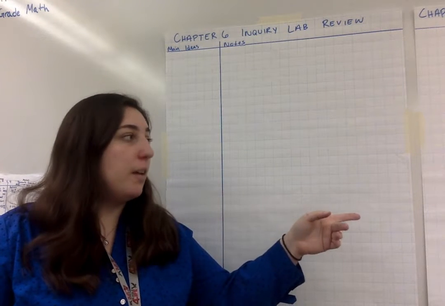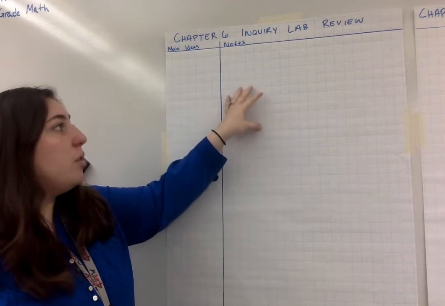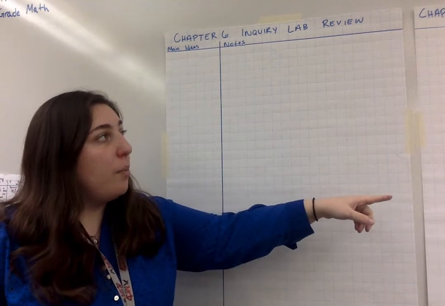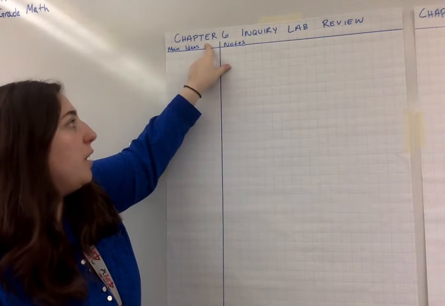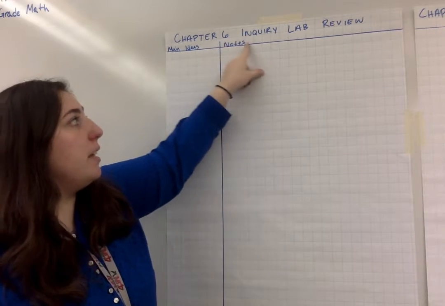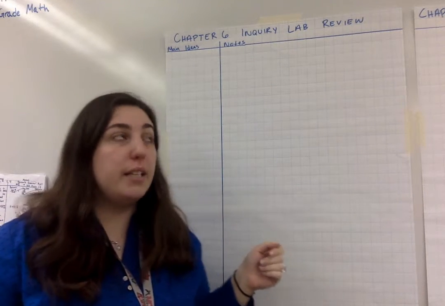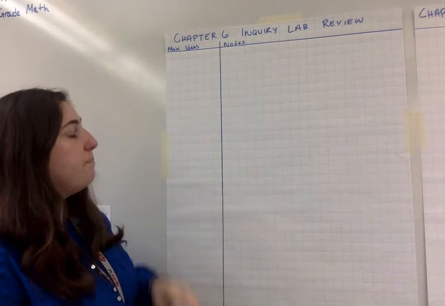I have lesson 1 set up right over here. This is the inquiry lab review. So use one note page for the inquiry lab review and then another note page for lesson 1. Okay, so inquiry lab review, we have chapter 6, inquiry lab review as the title. That should also go into your table of contents. And then of course we have our main ideas column and our notes column.